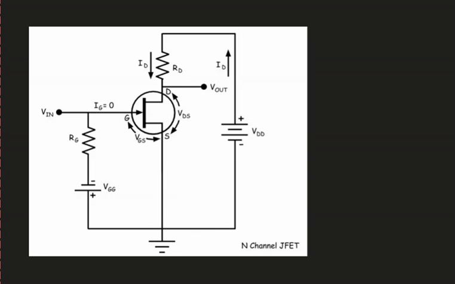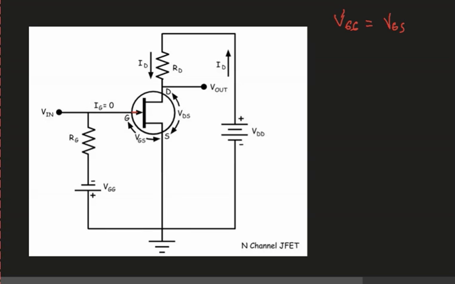Take note that when there is no gate current, what happens to your VG here? Let us consider this double subscript. VGG will be equal to, since nothing is being measured here and there is no other consideration, VGS. Okay, so take note.